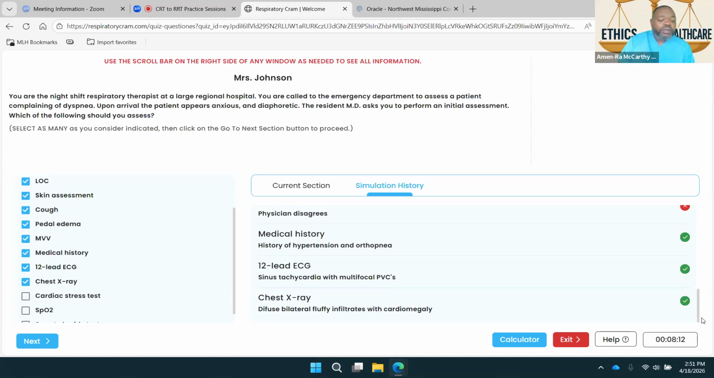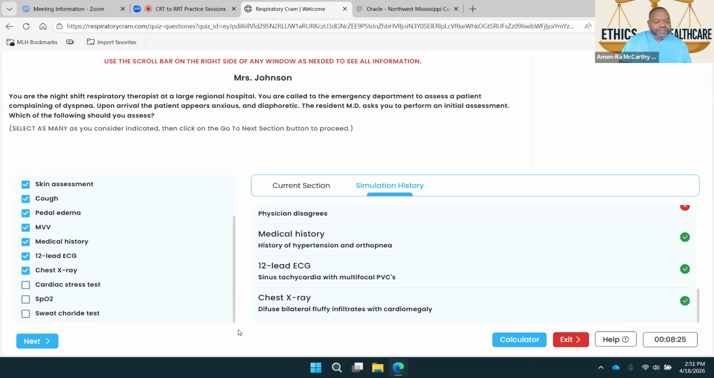So you're doing great. What about a cardiac stress test? Do we need to do a cardiac stress test on our initial assessment? No. I'm not even going to pick it, because some of these I'm not going to do. Cardiac stress test, no, not at this time. That may be later, but not at initial. Remember, this is the initial assessment. So be careful when you're choosing those, because if you do something that he or she doesn't agree with, that takes points away from you, right?